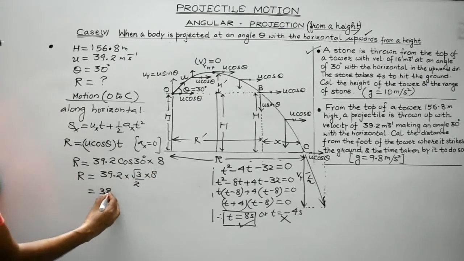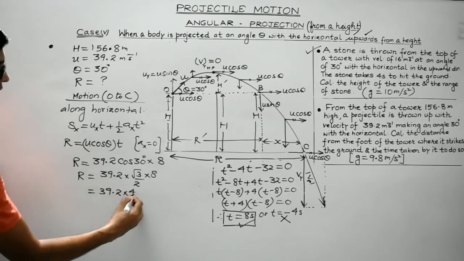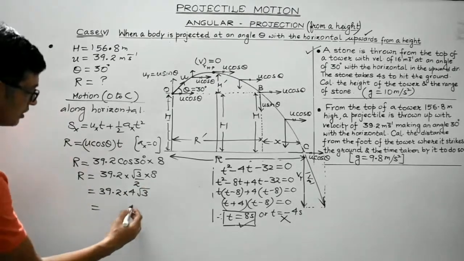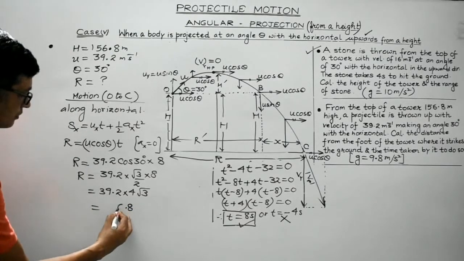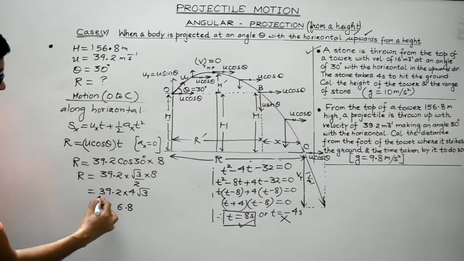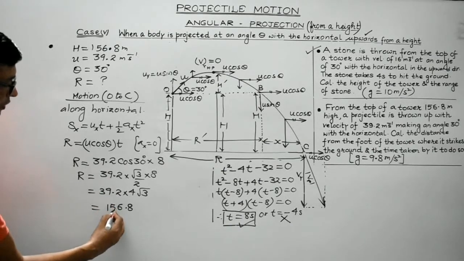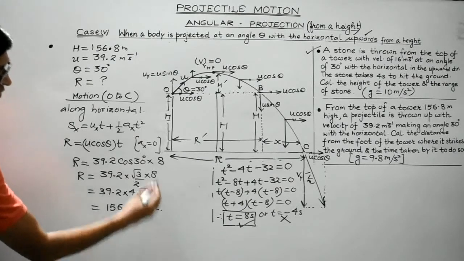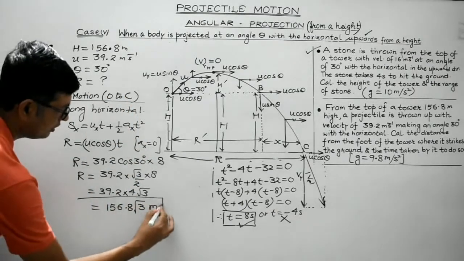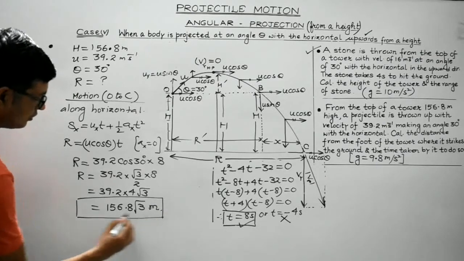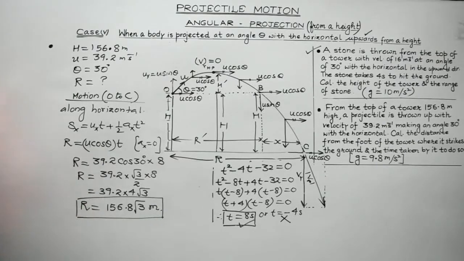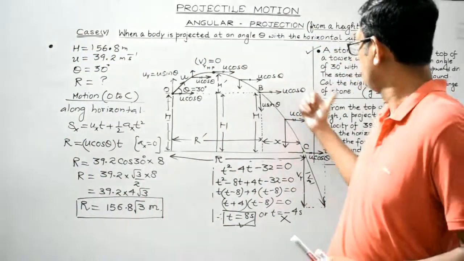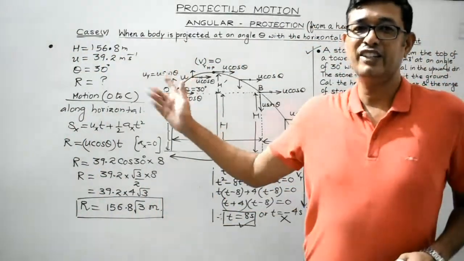So that will give us 39.2 multiplied by 4 root 3. Am I clear, students? So that will give us 156.8 root 3 meters. So this is the answer. This is actually the range of the projectile. Clear, students? So I hope you have understood these two numericals which were based on case 5.